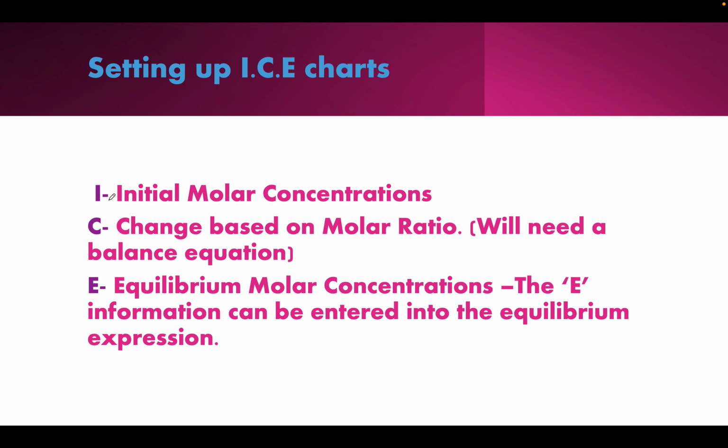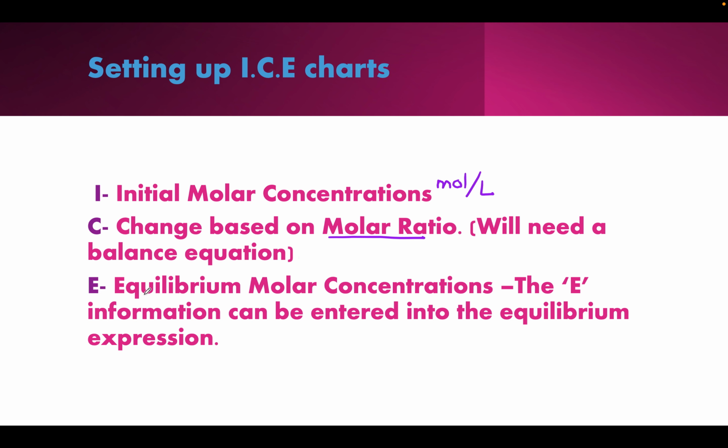So I is the initial molar concentration. So we're looking for moles per liter. So if that's not given to us, we'll have to figure it out. C is a change based on the molar ratio. So here you definitely need a balanced equation. So if it's not given to you, we'll have to come up with it.